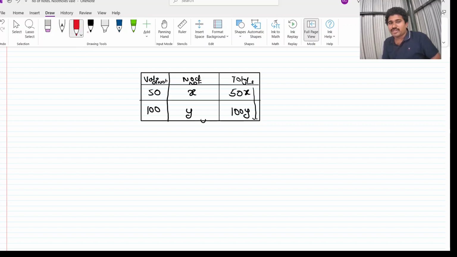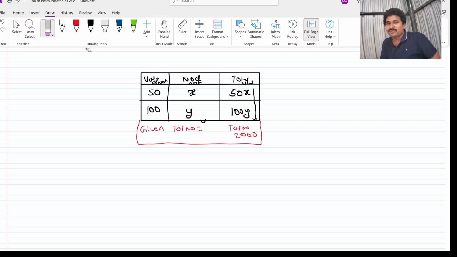If you want, you can write one thing as given. The total number, how much? 20. Total money, how much? 2000. Why is 20 coming to my mouth? We are putting a little less for him, 25. Is that clear for everybody? I hope everybody is clear, right?